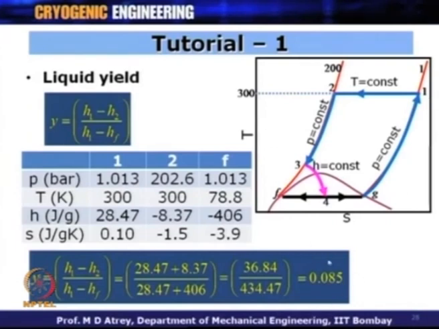This is a very important thing, that whatever amount of gas which is getting compressed in the compressor at point 1, only 8.5% of that gas gets liquefied, and that is what the product is. The liquefaction product is only 8.5% of whatever is getting compressed at point 1.